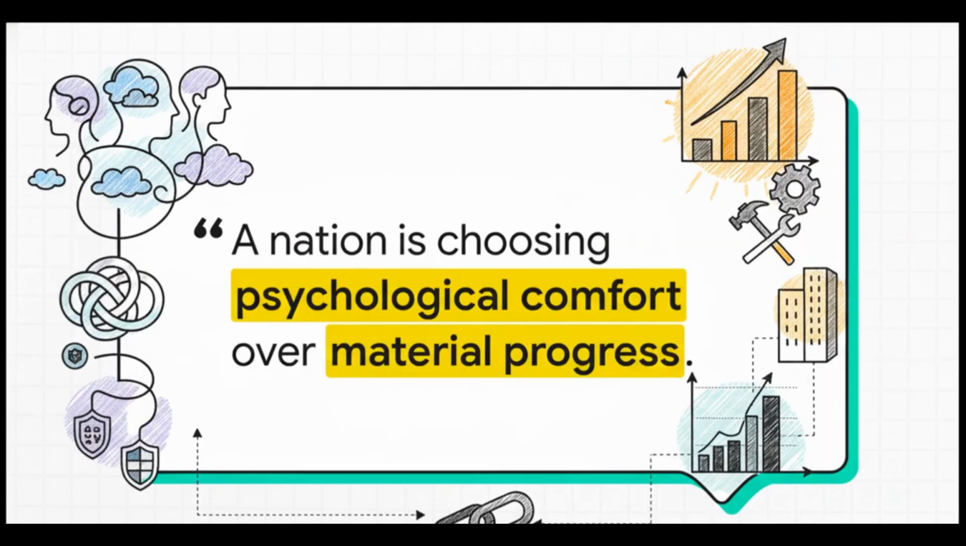So, the ruthless conclusion here is this. In an environment shaped by those three locks, birth-based identity, mass poverty, and weak state capacity, a nation is, in effect, making a choice. It might be an unspoken choice, but it's a choice nonetheless. To prioritize the psychological comfort of identity politics over the hard, grinding work of material progress.